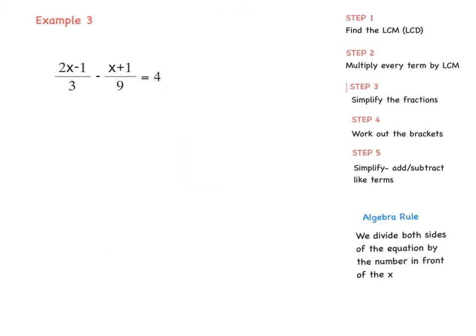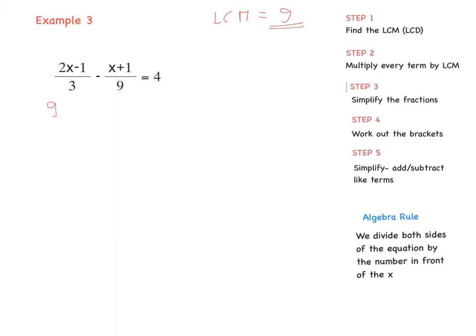And this is the last question, the hardest one. Okay, so the first step, find the lowest common multiple for 9. And for 3 and 9, that's 9. So the lowest common multiple is 9. Okay, once we have it, we can go to the next step: multiply every single term by 9.